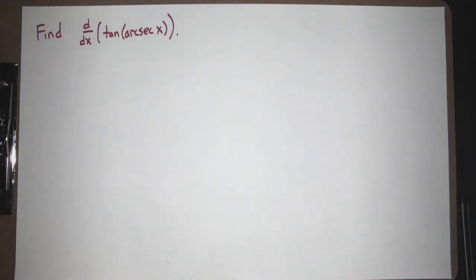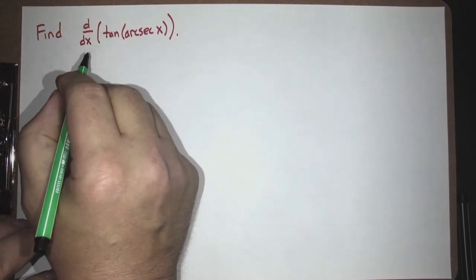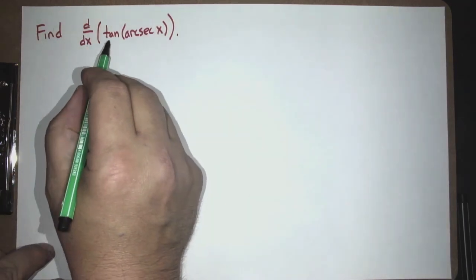Find the derivative of tangent of arcsecant of x. And this problem is so nice. Let's see if we can't do it twice. Okay, so what rule do we need to take the derivative of tangent of arcsecant? Chain rule. All right.